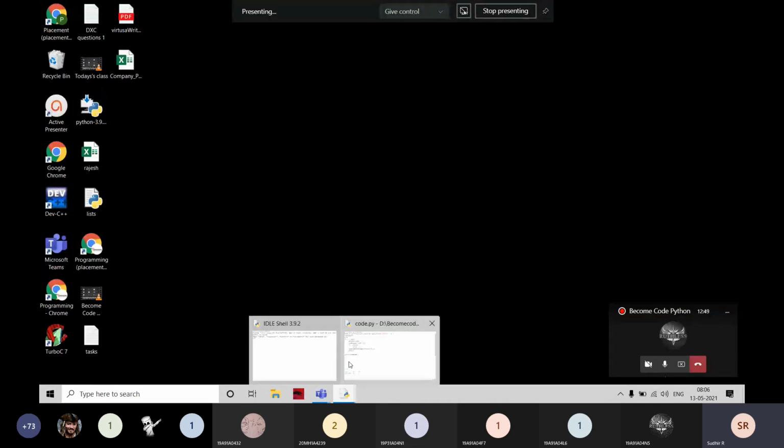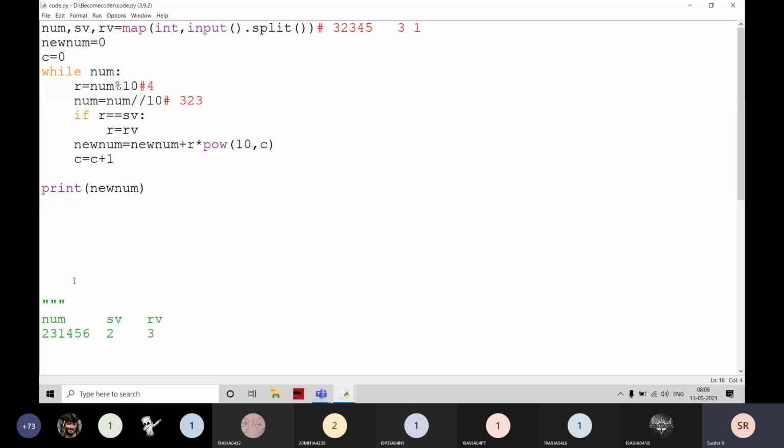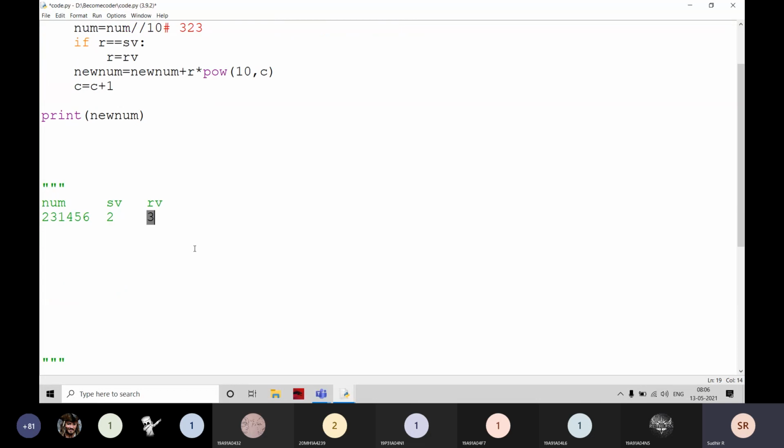In yesterday's class, we were working with this problem, right? I'm going to start this program. A number is there, and there is a search value, and we have a replace value like this. If any number is exactly divisible by the search value, then I have to replace it with 3. If there are any other values, I have to replace them with 4, 5, like that.